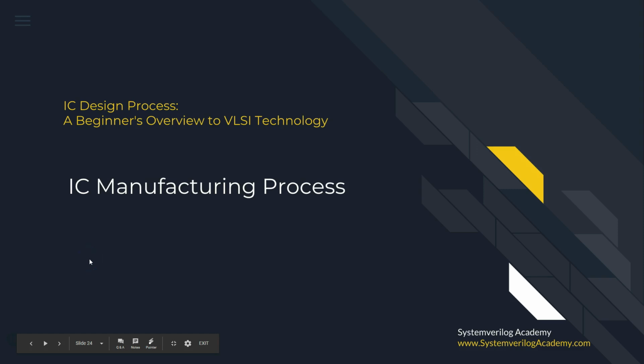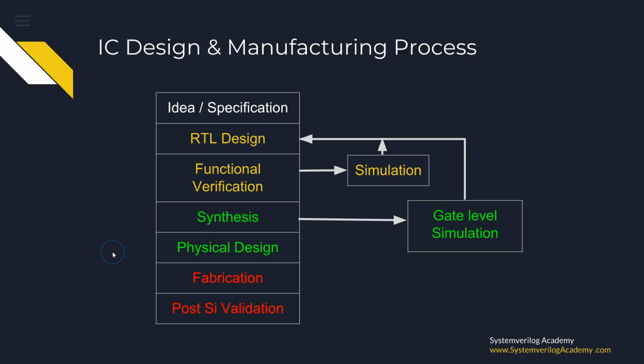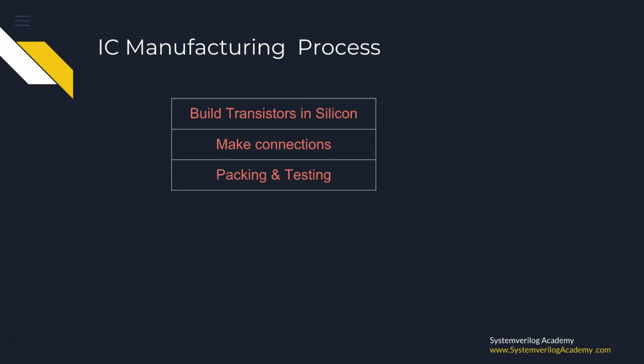IC manufacturing process. After the physical design phase, which will generate the photomask in GDS2 format, the next step is to manufacture the IC in a foundry. Again, there are a lot of steps involved in the manufacturing process, from producing the silicon wafer from sand till packing and testing of the final IC. The most simplified description of the IC manufacturing process is given here. First, you need to build transistors on silicon, then connect them according to the circuit functionality, and finally, pack the IC into its case and test it.